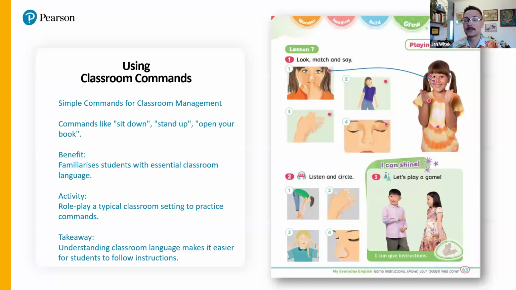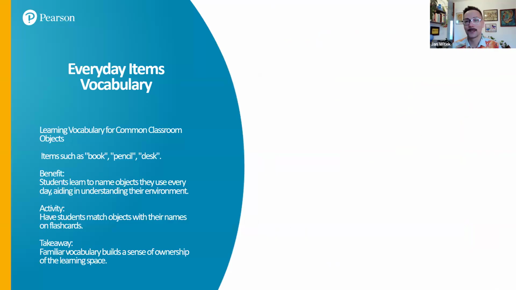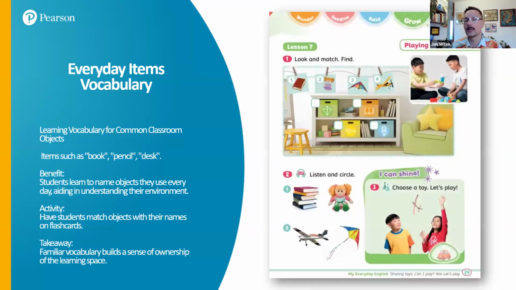So anytime students listen to these expressions, they start to recognize them much easier and they feel much more confident in English. Next, focus on learning vocabulary for common classroom objects, such as book, pencil, desk. This is an important way for students to connect with the learning environment. You could use flashcards to help students match these objects with the names. Activities like this not only help in learning vocabulary, but also foster a sense of ownership. Building familiarity with the surroundings aids in creating a comfortable learning space.